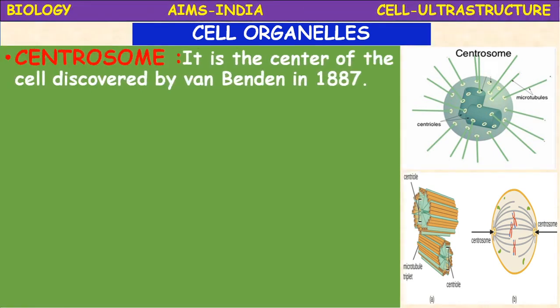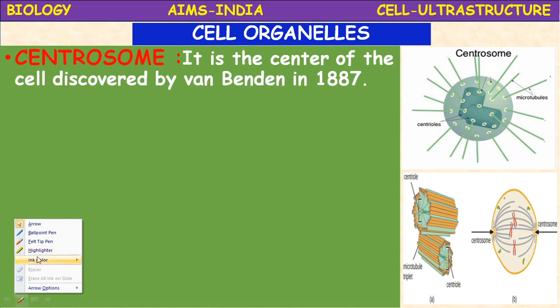Centrosome. Centrosome is the center of the cell, discovered by Van Benden in 1887. It is present just above the nucleus in animal cells. In plant cells, centrosomes are usually absent, but at the time of cell division, these centrosomes appear.